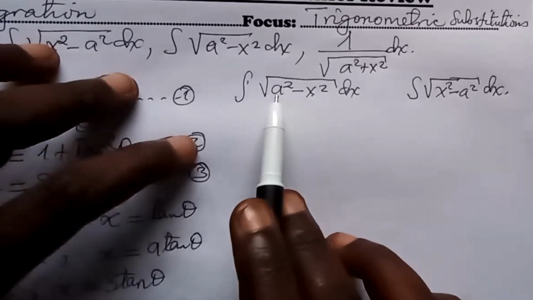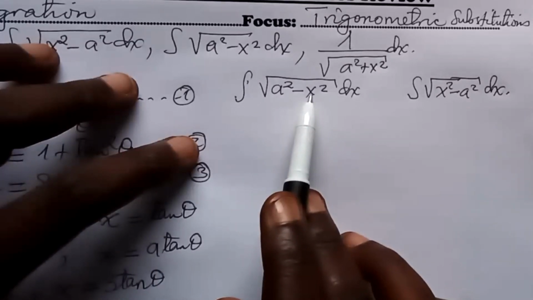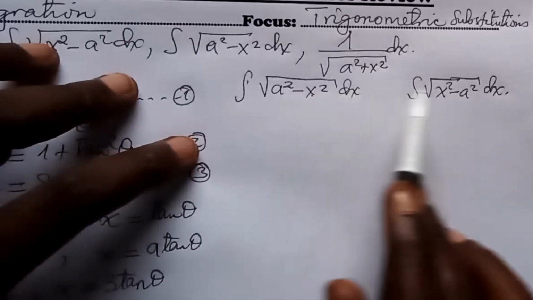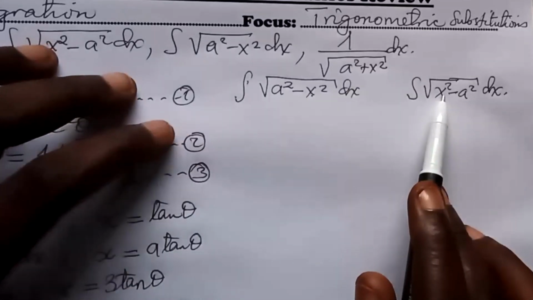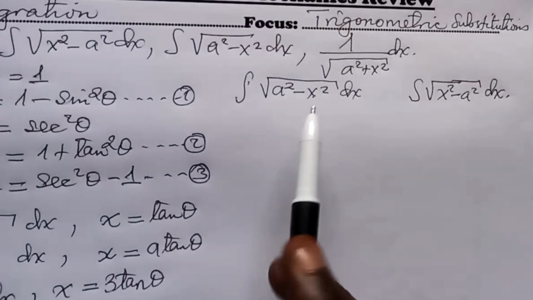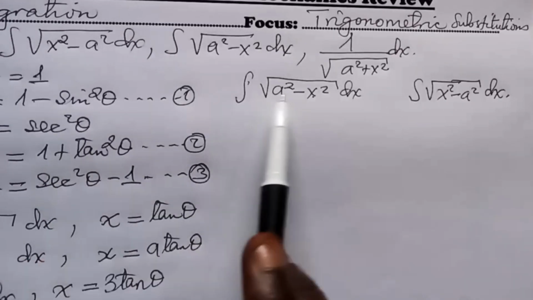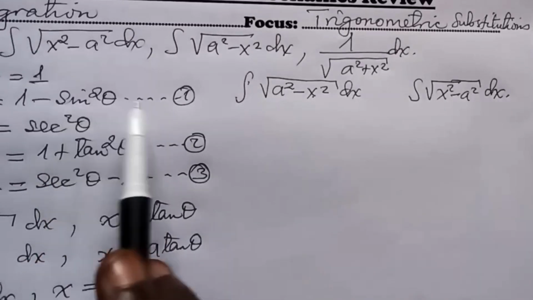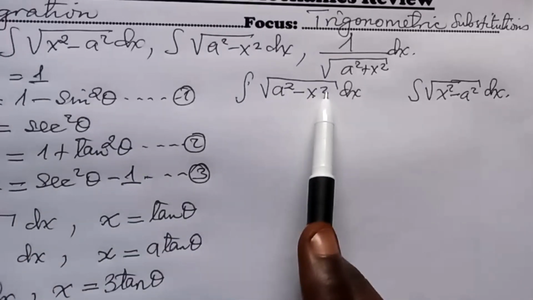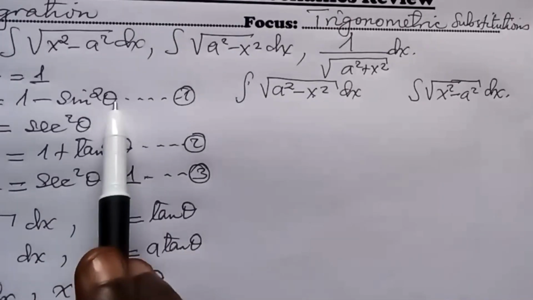In this case we have two situations: the case where the difference of two squares is such that the variable term is negative, and the case where the variable term is positive. In the case where the variable term is negative, using identity 1, you can see that there is some identity in the expression 1 minus sine squared theta and then a squared minus x squared. So the substitution x equals sine theta will be appropriate.